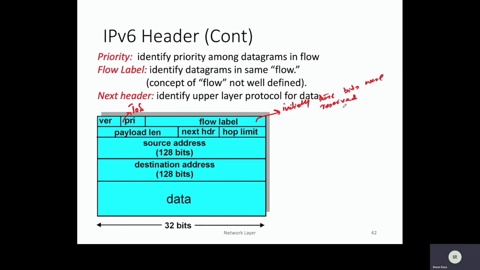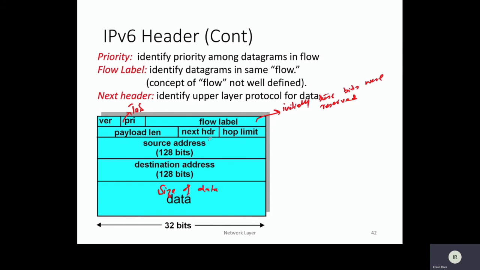But these bits can be used to identify that a datagram belongs to the same flow. Then we have this payload length, which tells us the size of the data in the data field. Right? So this gives us what? The size of the data.